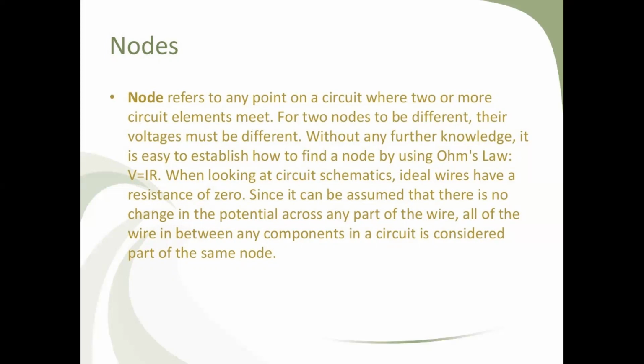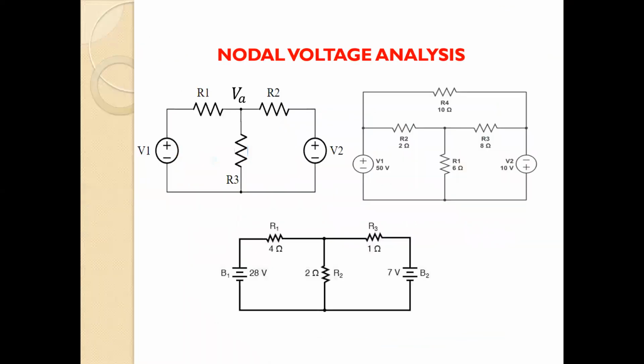When looking at the circuit schematics, ideal wires have a resistance of 0. Since it can be assumed that there is no change in the potential across any part of the wire, all of the wire in between any components in a circuit is considered as a part of the same node.